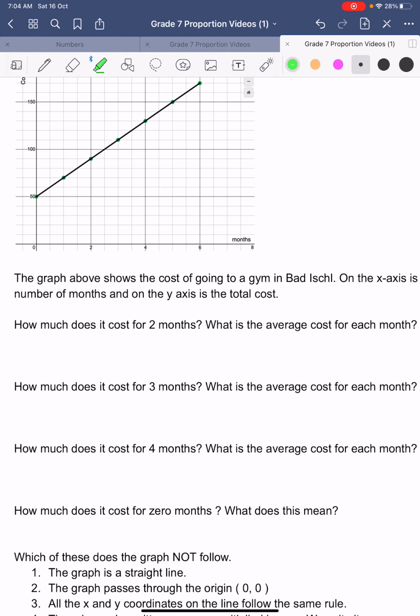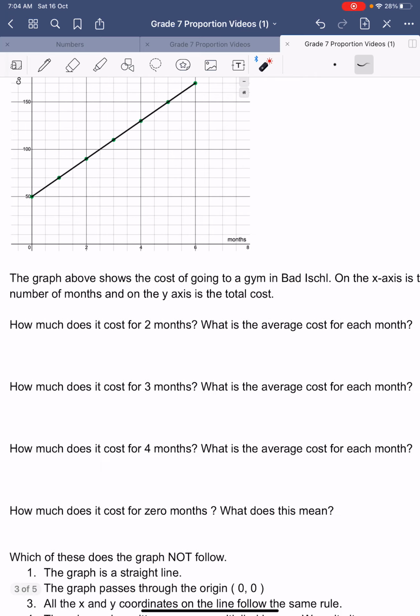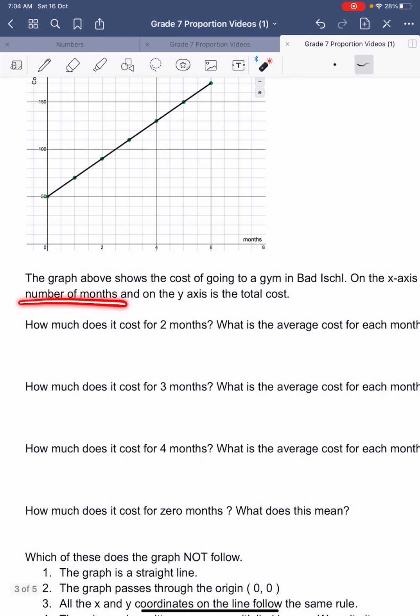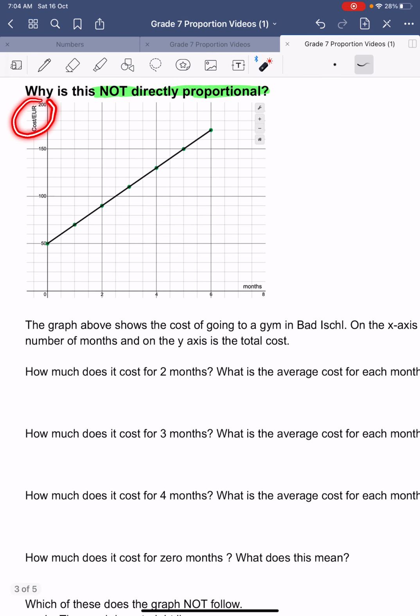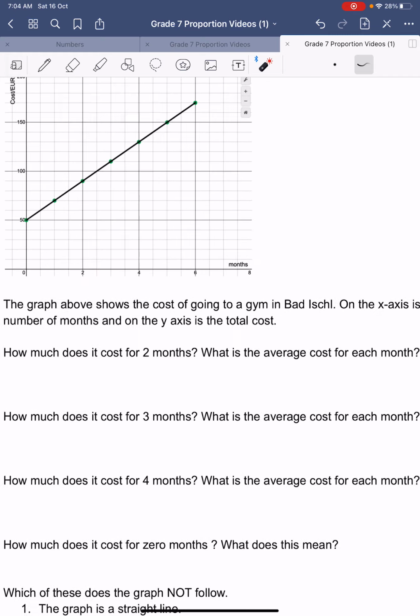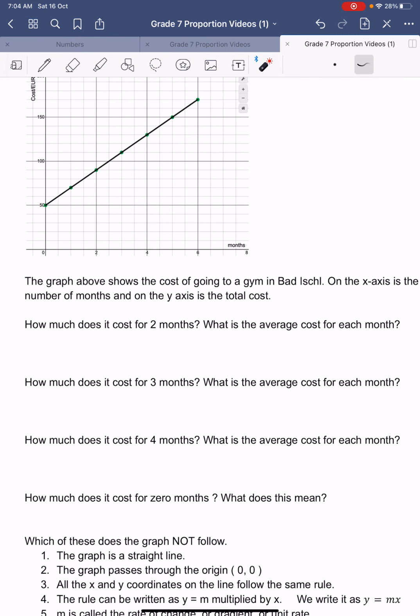So the graph above shows the cost of going to a gym in Bardishall. Okay, on the x-axis is the number of months, and the y-axis is the total cost for that number of months. So let's go and write down some numbers attached to this.